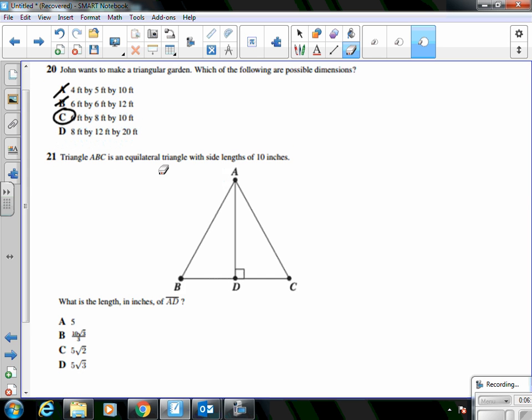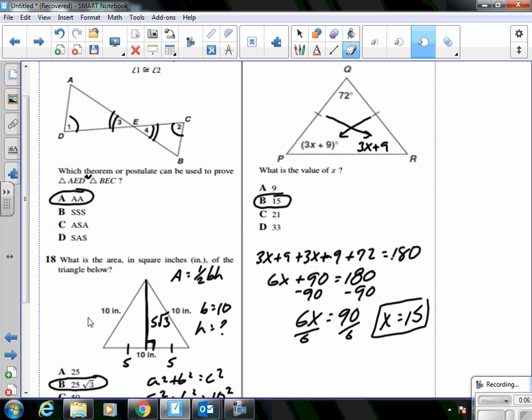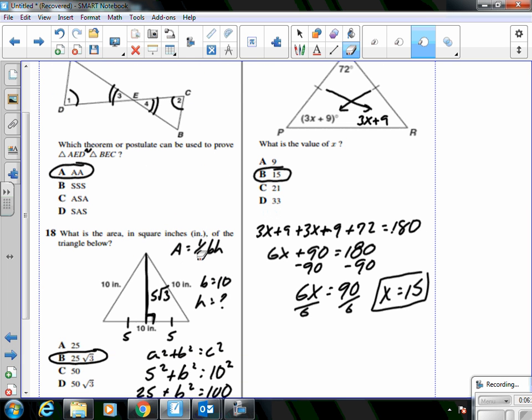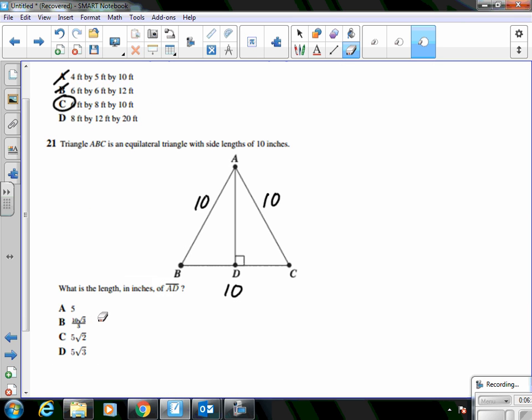And 21, triangle ABC is an equilateral triangle with side lengths of 10 inches. So it's equilateral, so every side is 10. And really, if you look at this, this is the exact same triangle as what we used right here. And we're trying to find the altitude of it, which we already figured out here, so no reason to do it again. It's just 5 square roots of 3.